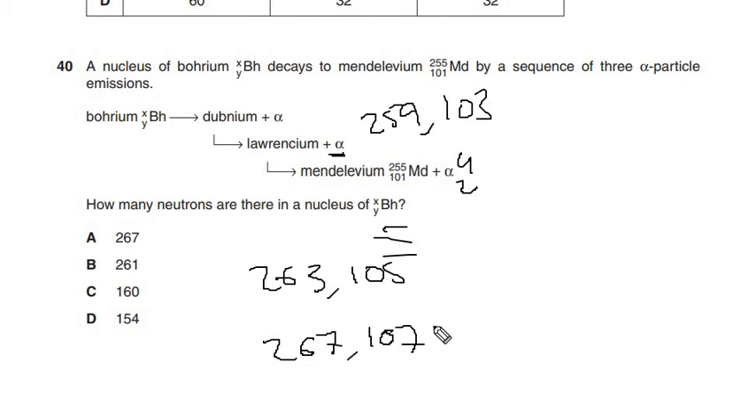All right, now the question is, how many neutrons are there going to be in this? If you do the calculation properly, neutrons is basically the difference between the mass number and the atomic number, because the mass number is the number of protons plus neutrons. So 267 minus 107 is going to give you 160, and your answer is C. Yeah, there you go. That's how you do question 40.